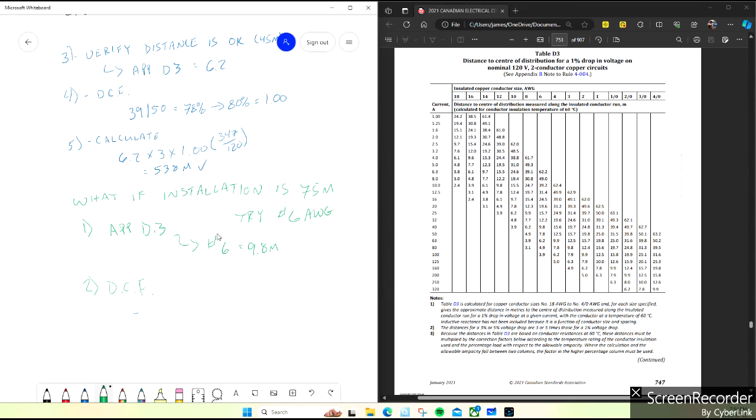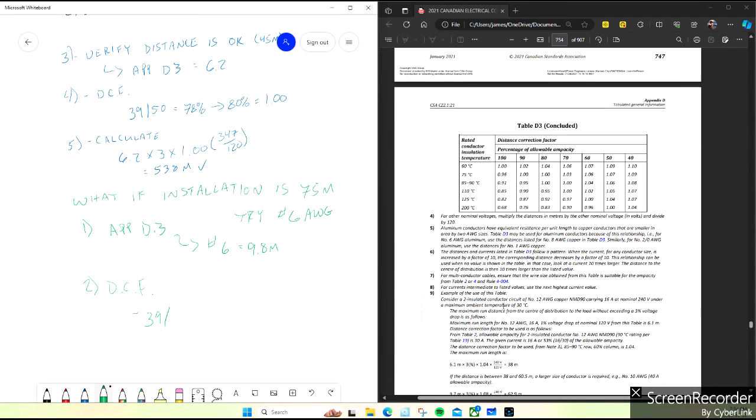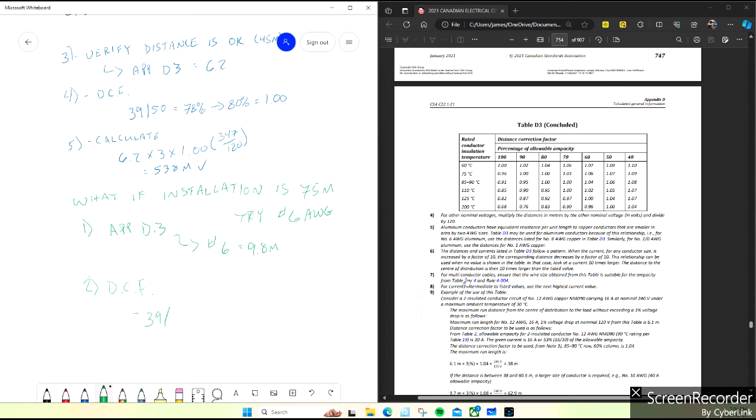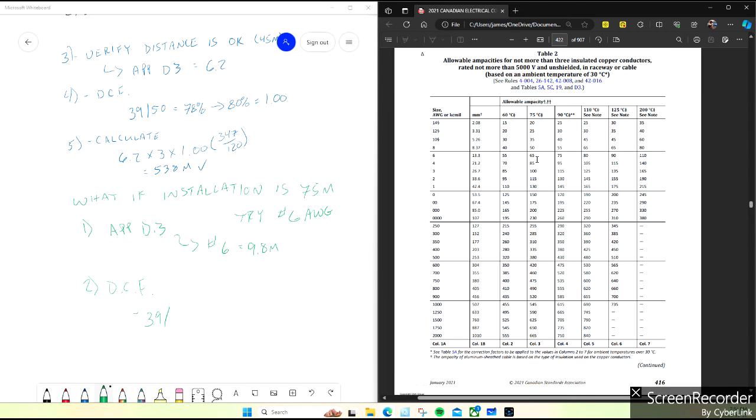So same idea, we know the load is 39 amps. We're going to divide that into the rating of now a number 6. So I'll go back to table 2. 75 degree. A number 6 is good for 65 amps. All right, so if I calculate that, 39 divided by 65 gives me 60%. So we're using 60% of this wire, basically. So that's good because we actually have a 60% column in the D3 continued.